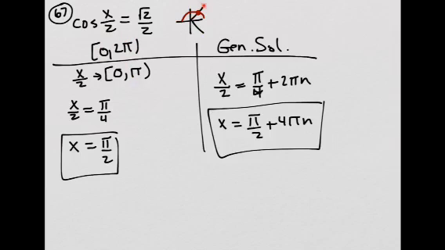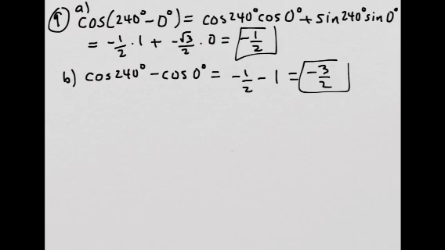So that would be only that angle right there. So x over 2 is pi over 4, multiply by 2 on both sides, and that gives you this answer, just 1. Over here, the general solution, pi over 4 plus 2 pi n, multiply by 2, so that gives you this, and that's your general solution.